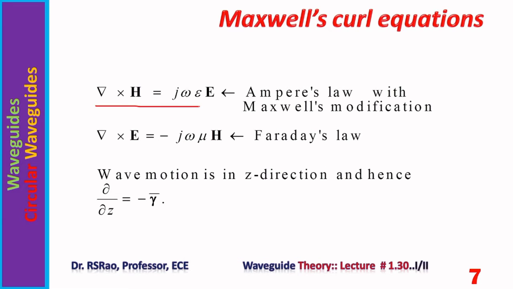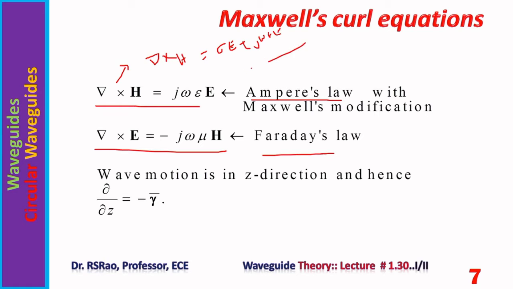Now Maxwell's curl equations are shown. Del cross H equals j omega epsilon E. This is the Ampere-Maxwell law. The second one, del cross E equals minus j omega mu H, is Faraday's law. Note that actually the equation is del cross H equals sigma E plus j omega epsilon E. This is the complete equation.